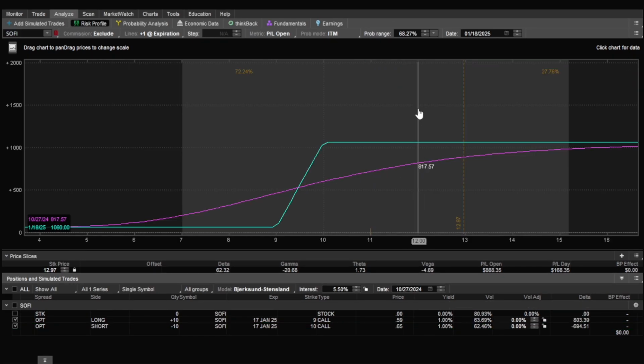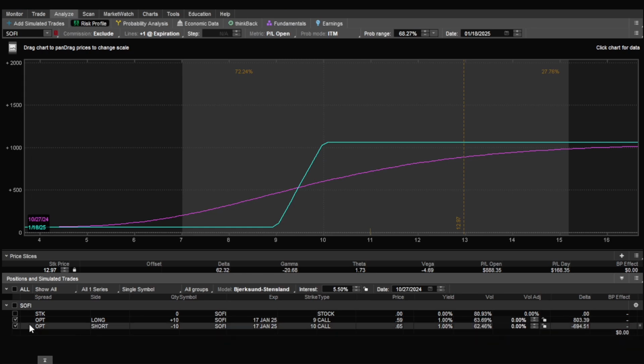Let's quickly take a look at one more. This is SoFi. This is a pretty cool trade. I can see my max profit potential is capped out. Best case scenario, I make $1,060, but my max risk, look at that. I have no risk. Worst case scenario at expiration is I make 60 bucks.